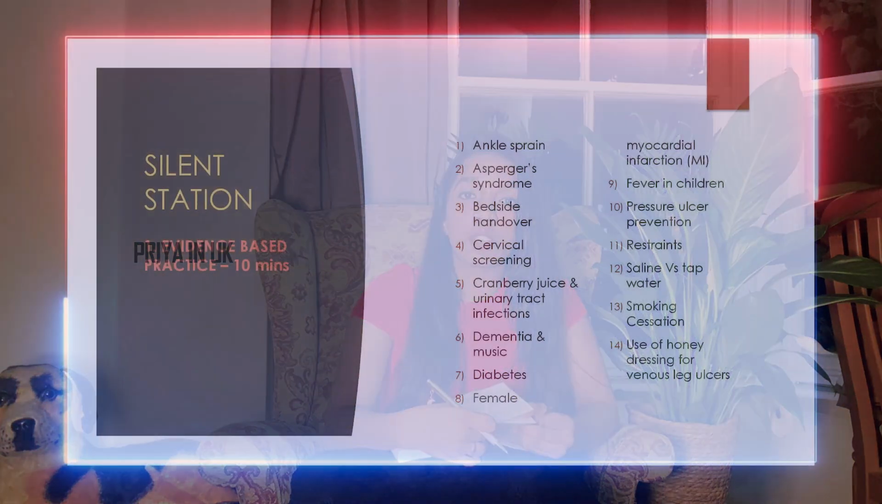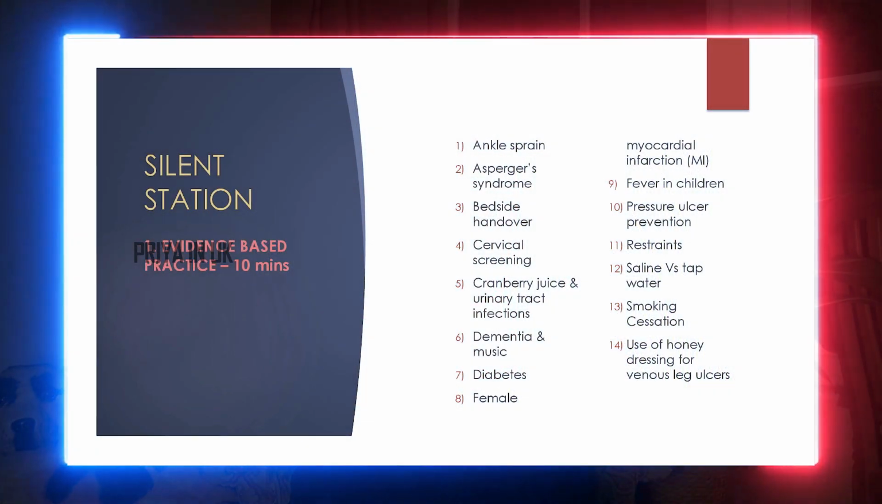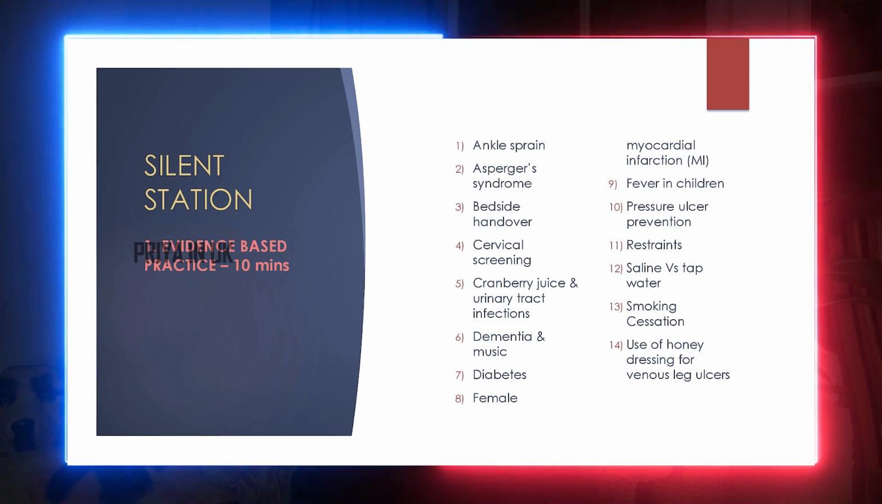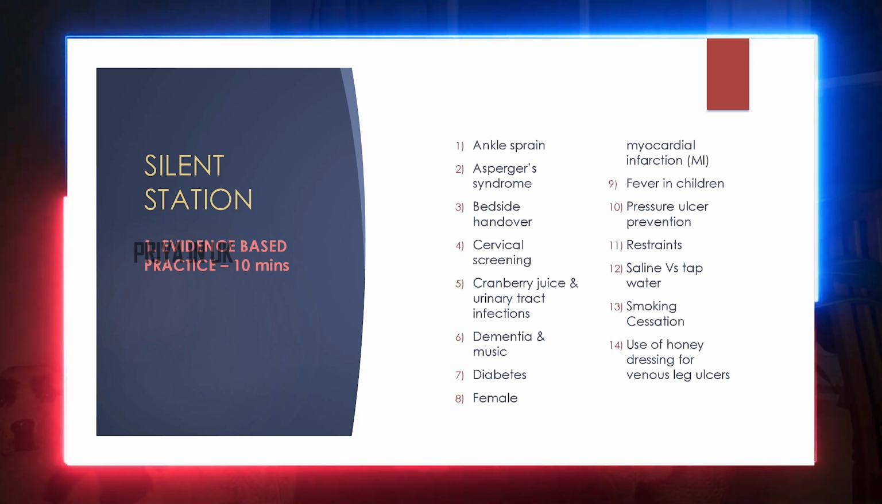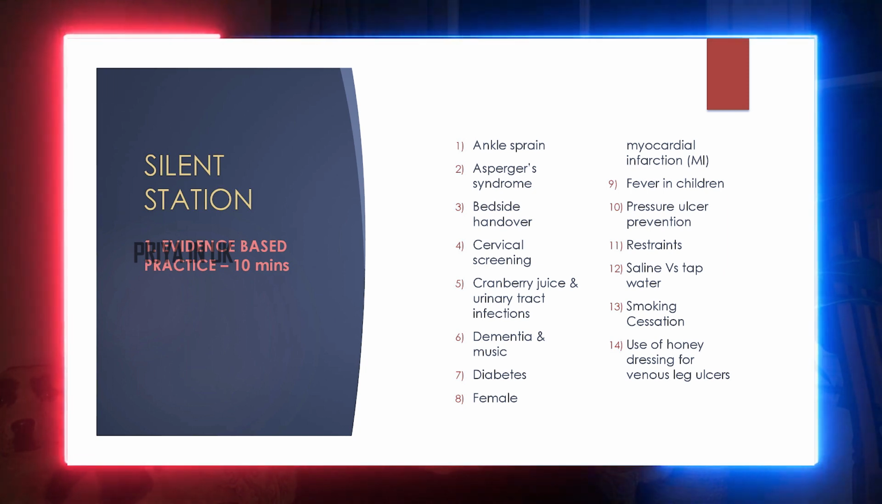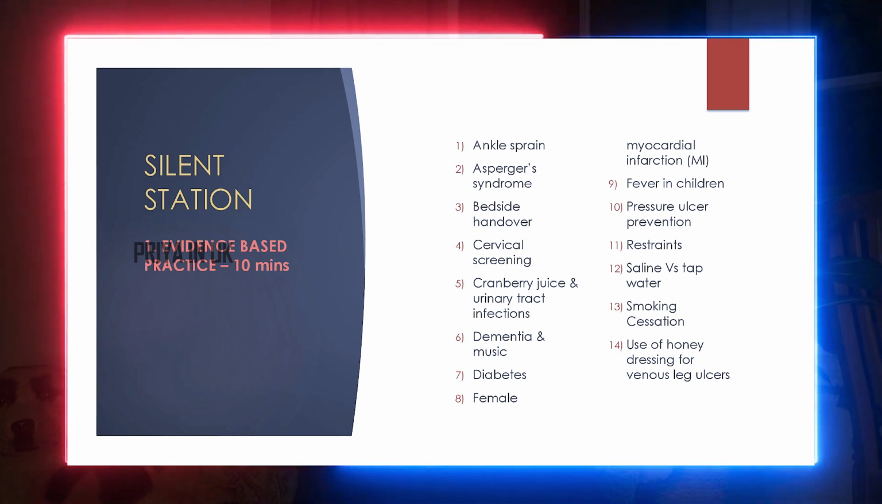So if you check the silent station, as I've told you before, you will have two things to do, which is professional values and evidence based practice. For evidence based practice, you will be learning 14 evidence based practices, and out of 14 you will get one in your examination.